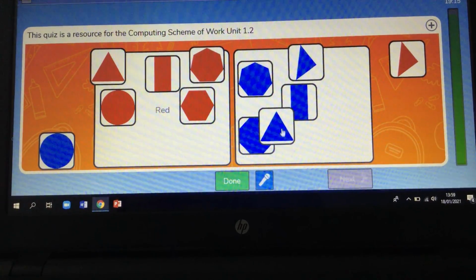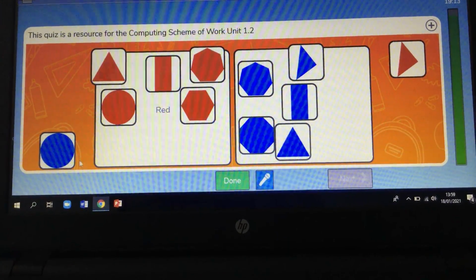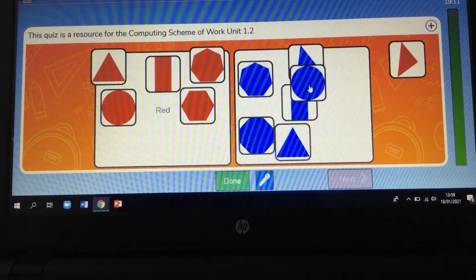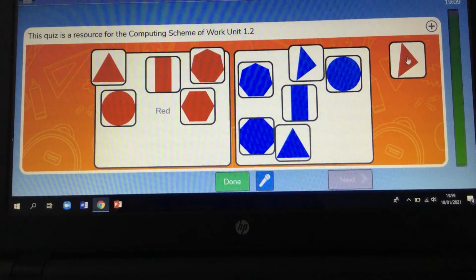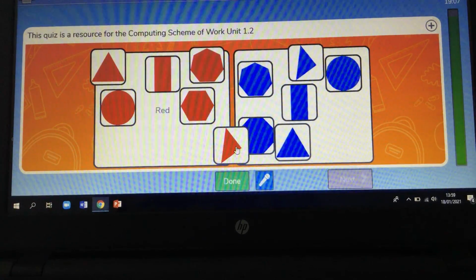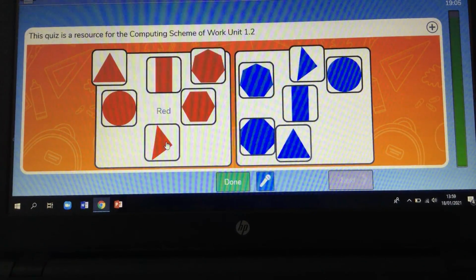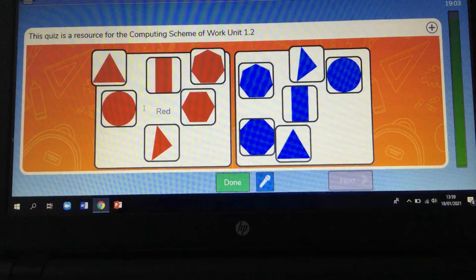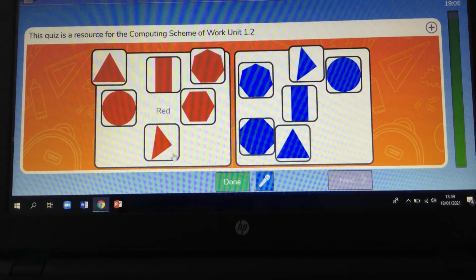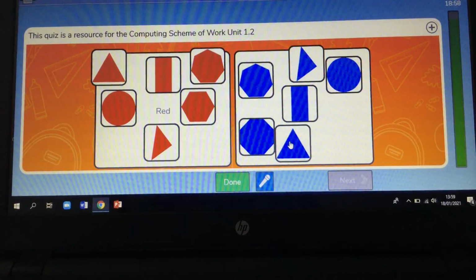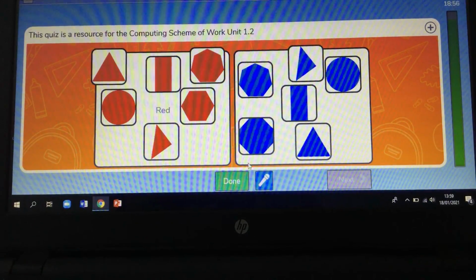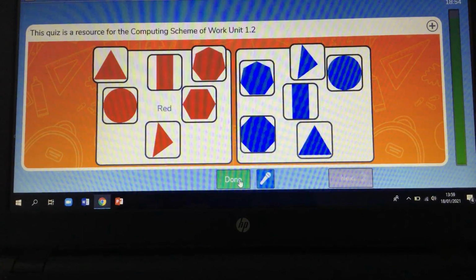And that circle. Ooh, do you know what shape that is? Doesn't look like it normally does. It's a triangle. Here's a triangle. Here's a triangle. Okay, I think I'm done. So let me press this green button and see.